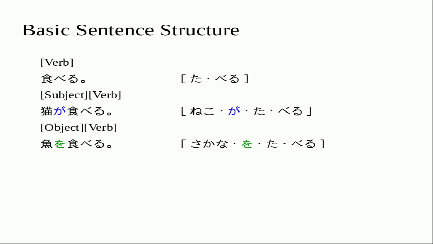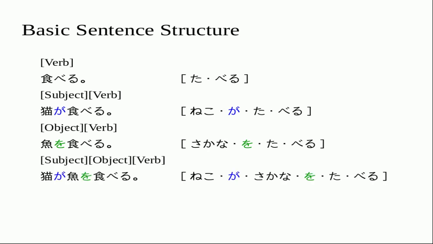Now, of course, I know I'm being a little bit repetitive here, but it's very important to understand this. Even if we are stating both the subject and the object, because they're not obvious from the context, or because we specifically want to state them for whatever reason, and we have something like neko ga sakana o taberu, as in the cat is eating the fish, the verb still has to be at the end.